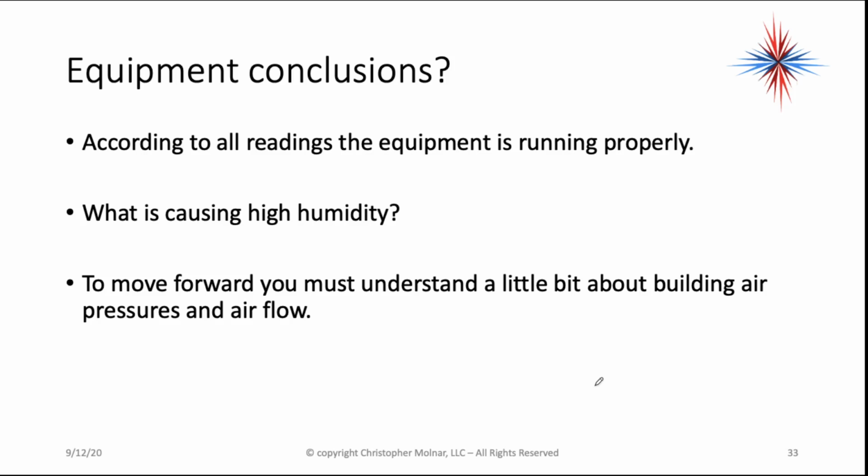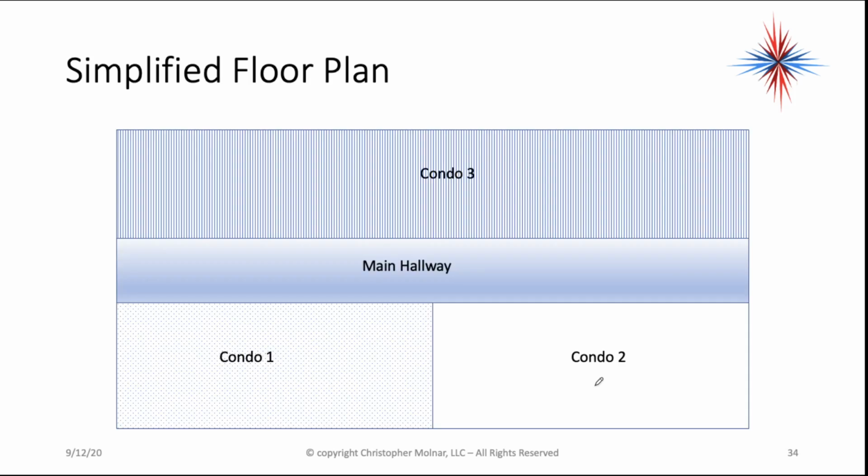To move forward in this evaluation, we now have to jump outside the box. And what we mean by the box is the actual air conditioner. We need to move outside the box, and we need to talk about building air pressures and airflow. Okay, this is a simplified floor plan of a floor or portion of a floor in this condo building. We have a main hallway running down the center of the building. Condos of various sizes are on each side.